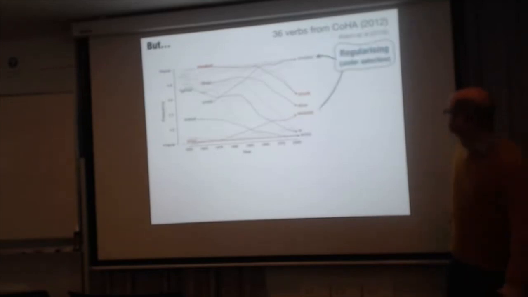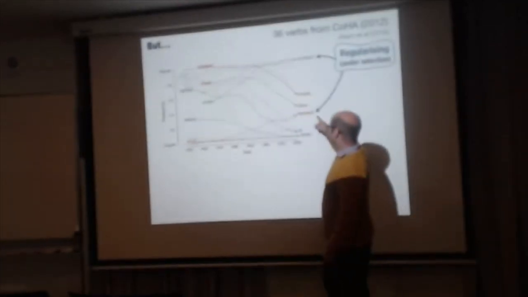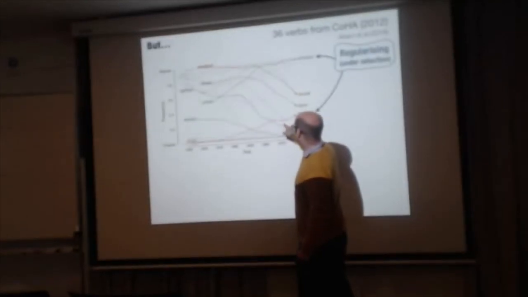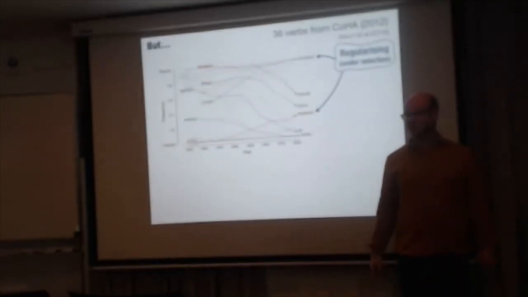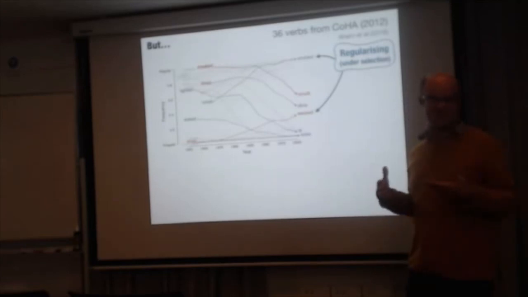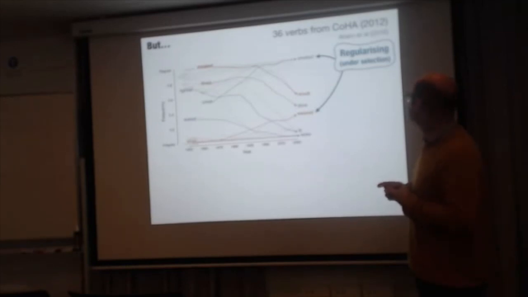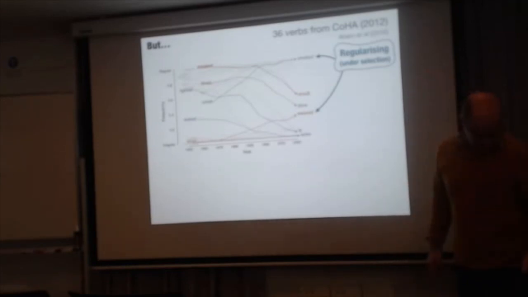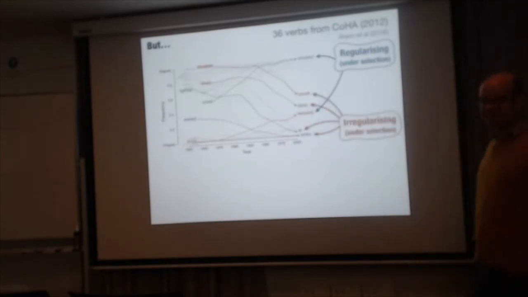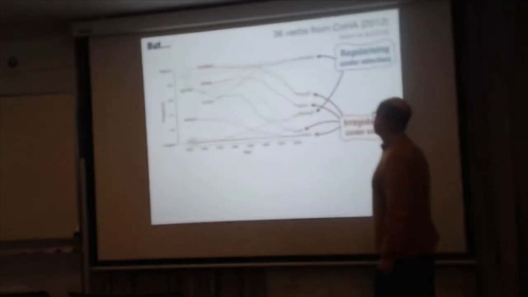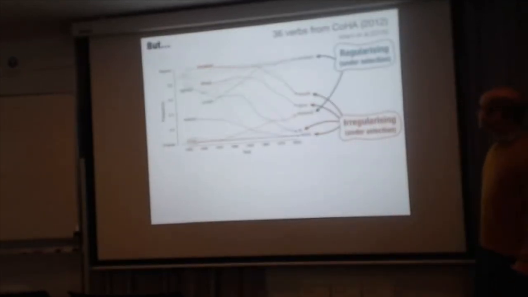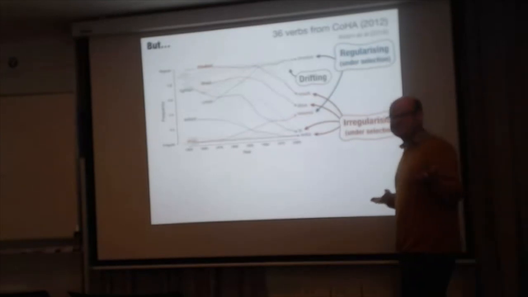Okay, so let's see some examples here. What these people tell us is that there are examples, which are these ones here, where the verbs appear to be regularizing, and that's incompatible with the drift explanation. So the inference is that there is some selection happening, possibly a replicator type selection, on this set of verbs. There are also some which are irregularizing. So some become more regular and some become less regular over time. And then all the ones in grey, which is most of them, are consistent with the drift hypothesis.